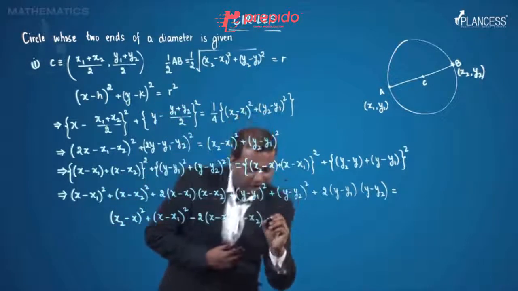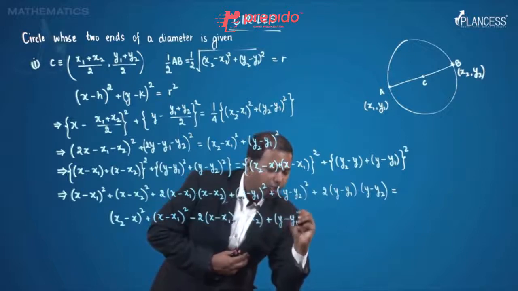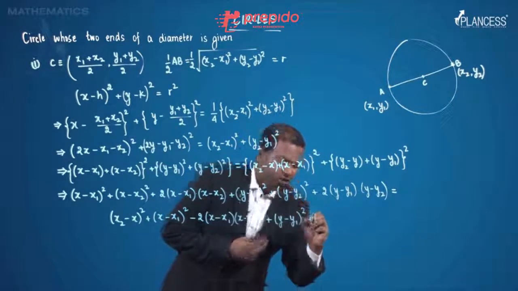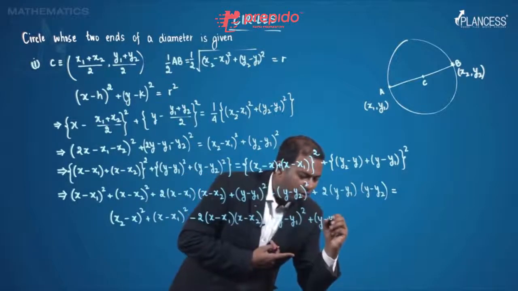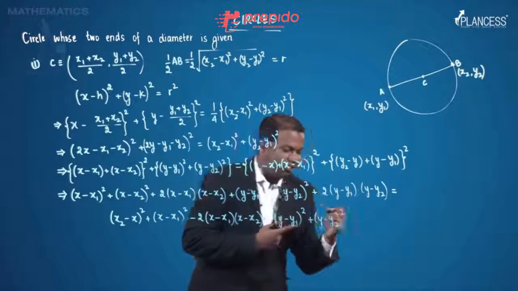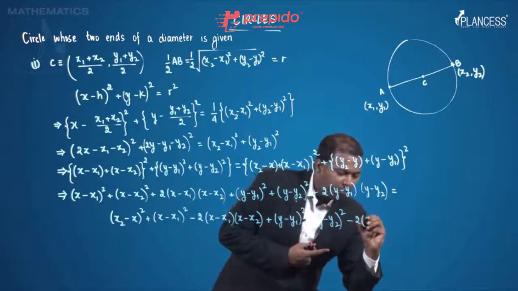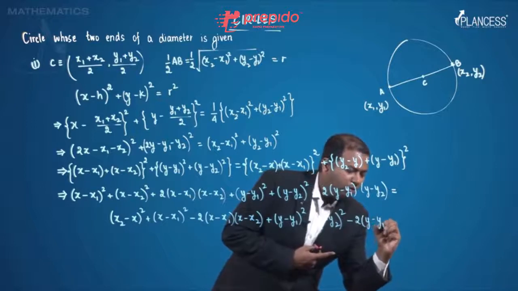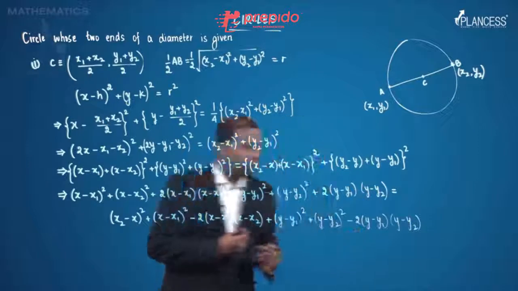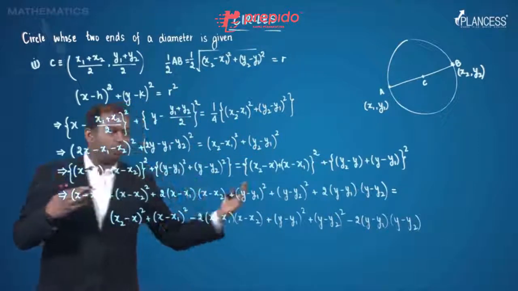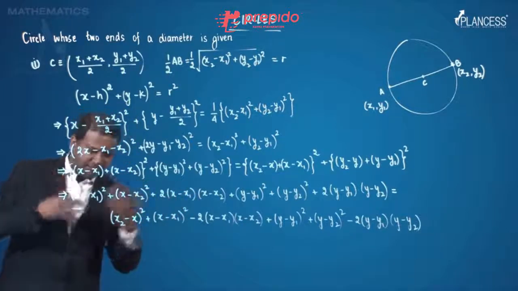Doing the same for the last remaining term, (y − y1)² plus (y2 − y)² is same as (y − y2)². So we can write that, and then we have the last term, 2(y − y1)(y − y2). After having done all this hard work, it is now time for some cancellations.